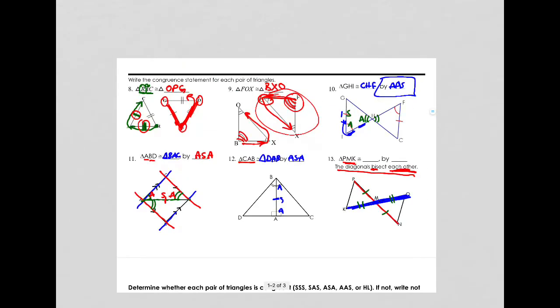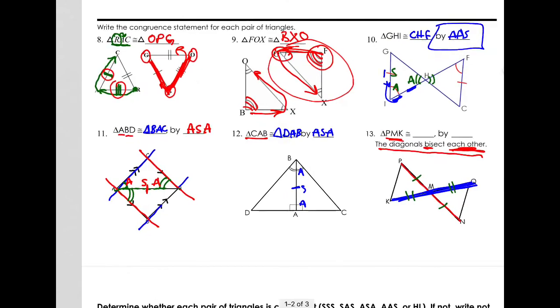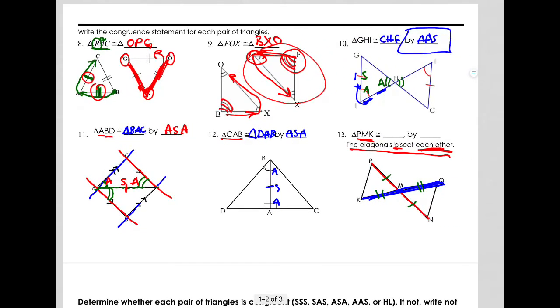Whoa, what just happened? I think it got smaller. Let's make it bigger again. Alright, so we have our pair. I don't know why I made two marks. Let's just go with one. Pair of vertical angles. So now you should notice, you have a pair of sides, a pair of angles, a pair of sides. So you should notice it's side, angle, side. So now that we have markings on there, it should be a bit easier to name the order.